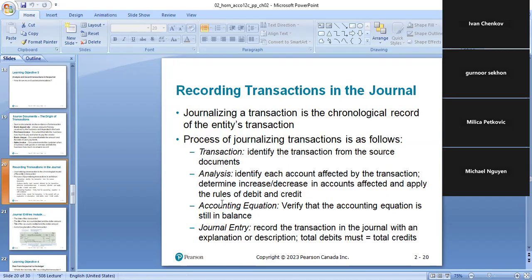And when we're making the journal entry, the simple thing we have to remember is to keep debit equal to credit. Same thing as assets equal to liabilities and equity. Debit always equals credit. Whatever comes in, that much goes out.